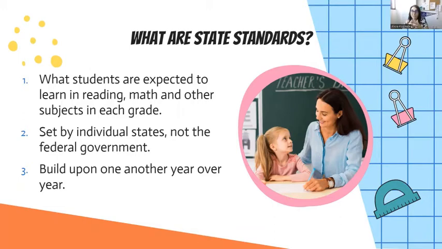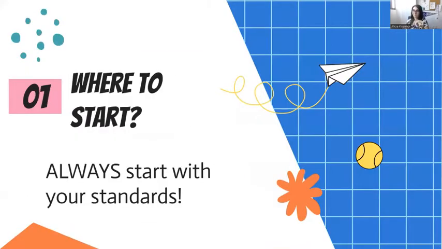They are set by individual states. Some states use something called Common Core, which can be seen as a federal state standard, but it is up to the state which standards they use. And these standards build upon each other year over year. So what they need to learn in kindergarten is very much the base of how that standard evolves into first grade, into second grade, into third grade. So they start small and get big. Thinking gets deeper as students move through grade levels. So what are standards? They are literally what we say students will be able to do at the end of each grade level.